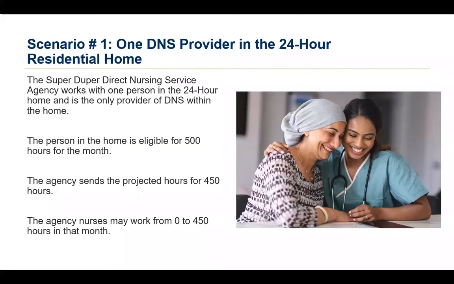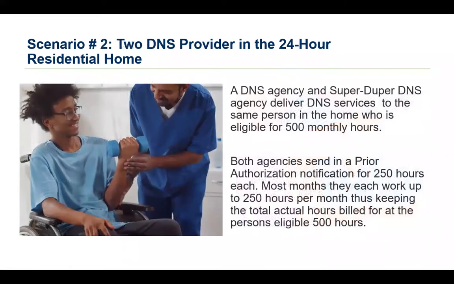Now let's see what happens if there are two agencies in one home. Let's say Acme DNS agency and Super Duper DNS agency deliver direct nursing services to the same person in the home who is eligible for 500 monthly hours. Acme and Super Duper both send in a prior authorization notification for 250 hours each. Most months they work up to the 250 hours per month, keeping the total actual hours billed at the person's eligible 500 hours.